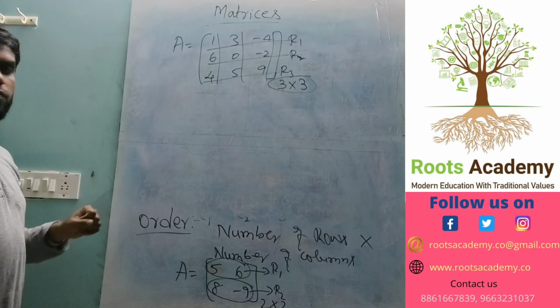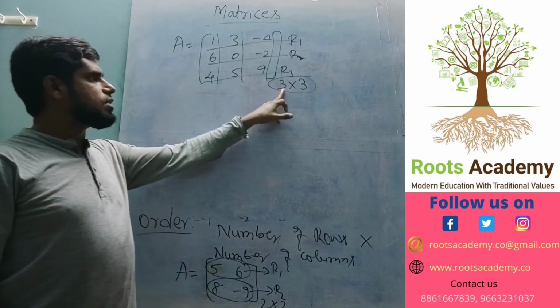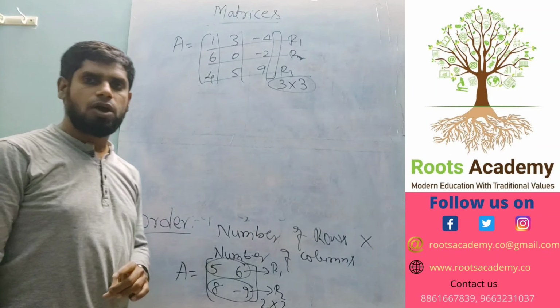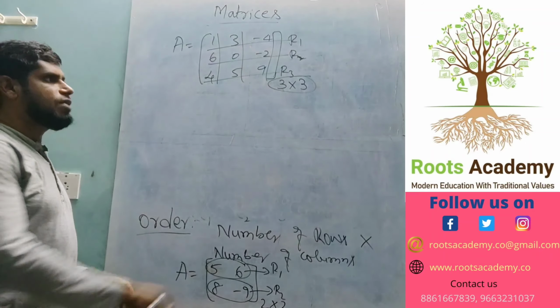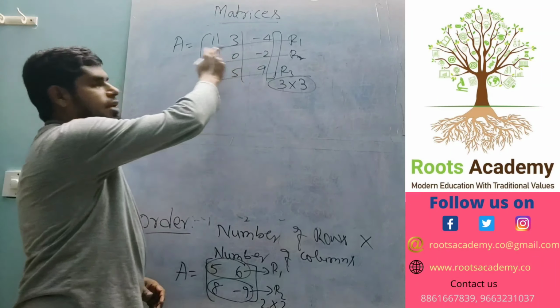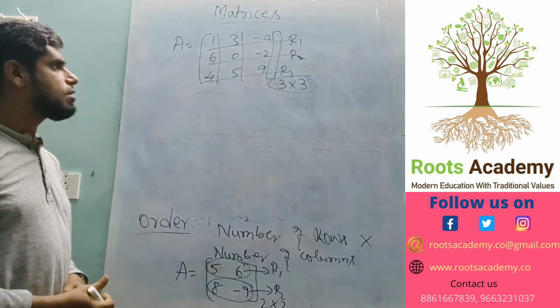So what is the definition of order of matrix? Number of rows into number of columns of a matrix is called as order of matrix. With this order, we can easily come to know that how many elements are there in our matrix.